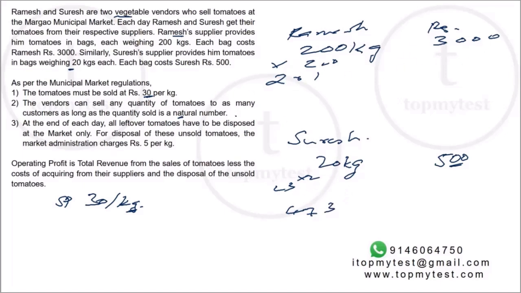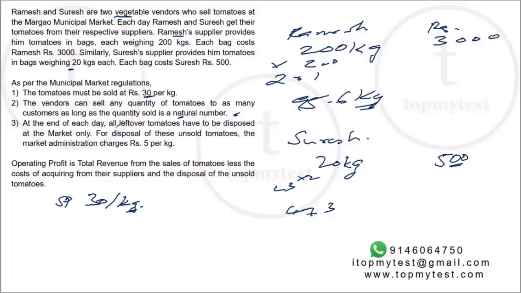So that is what we need. But what it says is that it has to be a natural number. So Ramesh cannot sell 95.6 kilos. He has to sell either 96 or 95. He cannot sell 95.6.